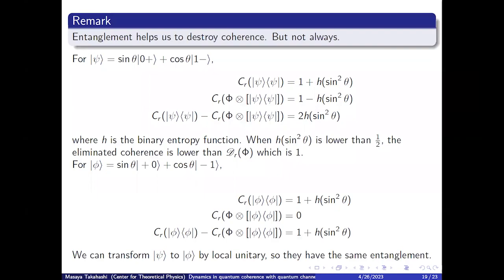Okay, and the last remark is that entanglement helps us to destroy coherence, but not always. For this input state psi given by this equation, the destroyed coherence is given by 2H, where H is the Shannon entropy, and sine squared theta. And this is sometimes greater than one, but not always. It depends on the theta.